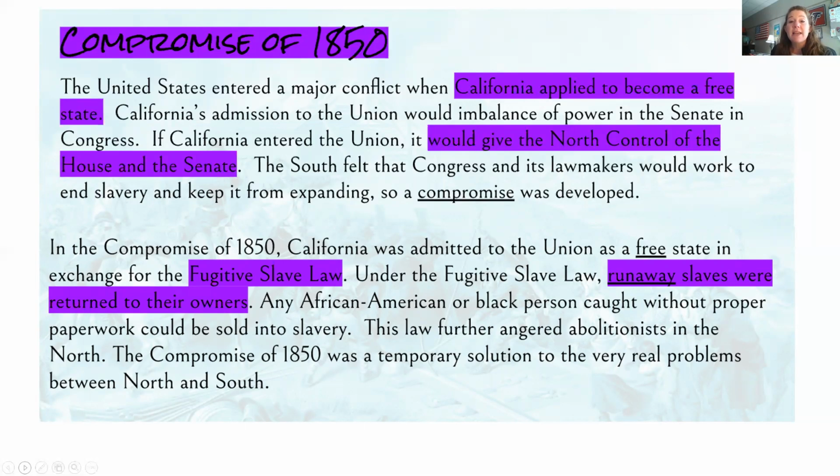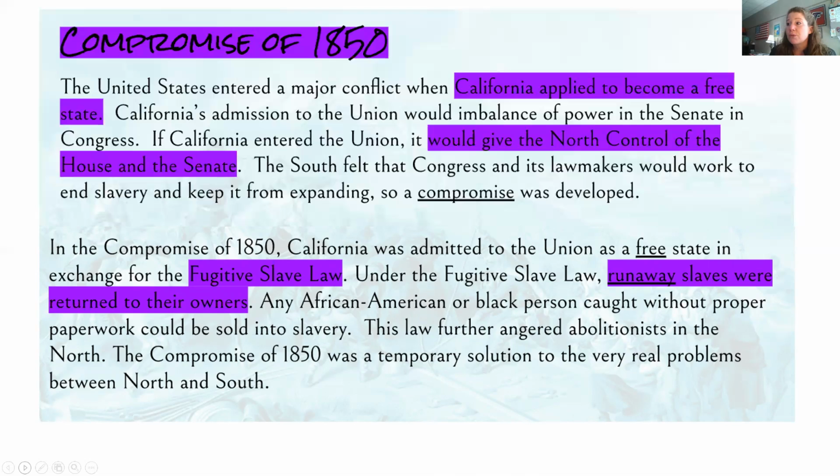But the Fugitive Slave Act said if a Black person is found in the North and you suspect that they're a runaway slave and they don't have the proper paperwork, then you have to return that slave to its owner. You have to do everything you can to return that person, or that property, to its owner. And so that was part of this compromise.